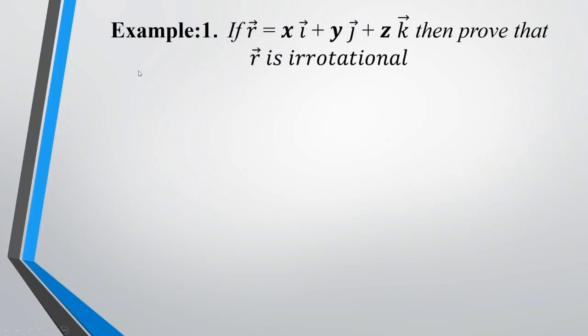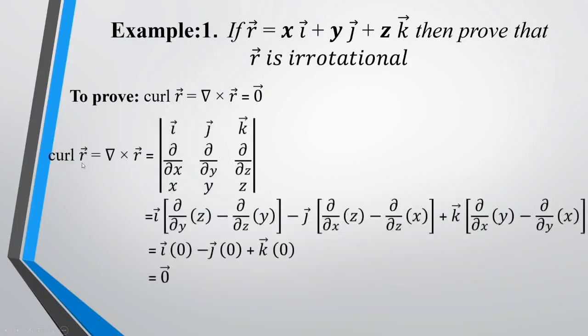Now the first example is, if r vector equal x i vector plus y j vector plus z k vector, then prove that r vector is irrotational. Here we have to prove that r vector is irrotational. So the condition for proving r vector is irrotational is curl r vector equal to del cross r vector equal to 0 vector.